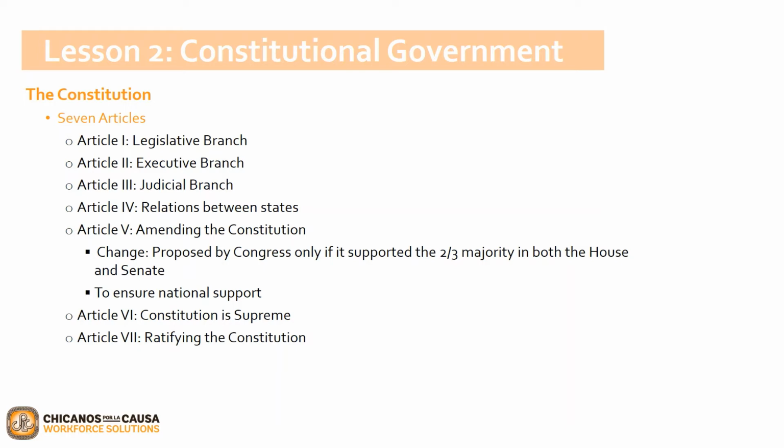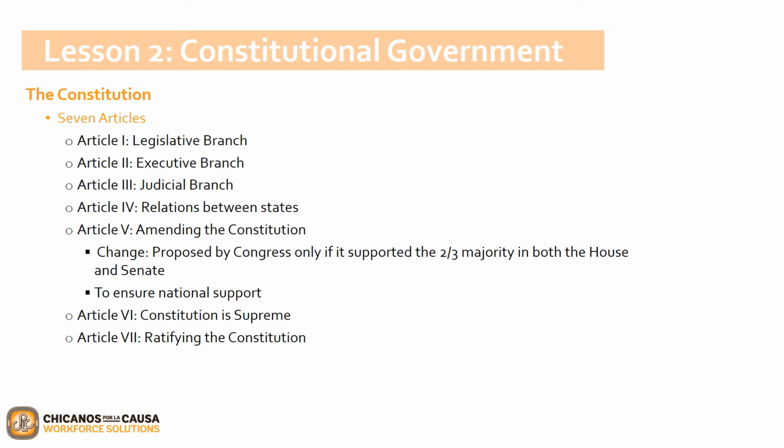Article 4, Relations between States, explains the relationship of states to one another and the national government. Each state gives citizens of other states the same rights. Article 5, Amending the Constitution. This means that the Constitution can be changed in the future.